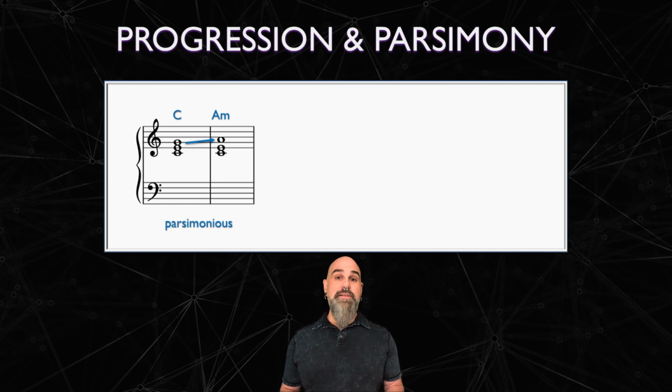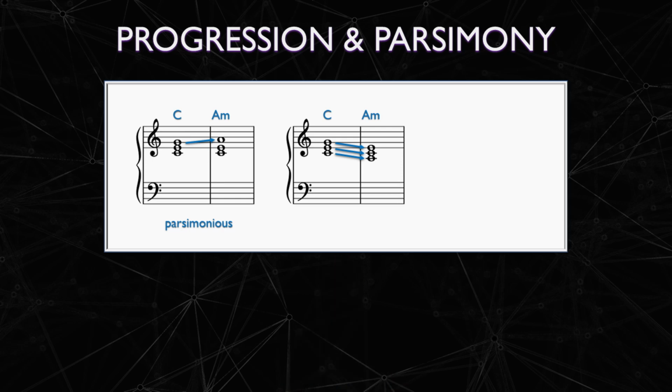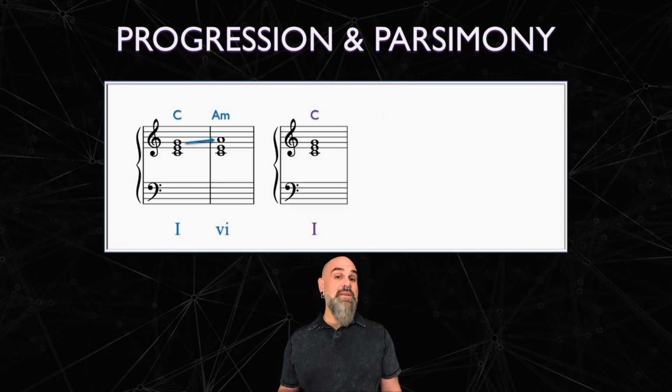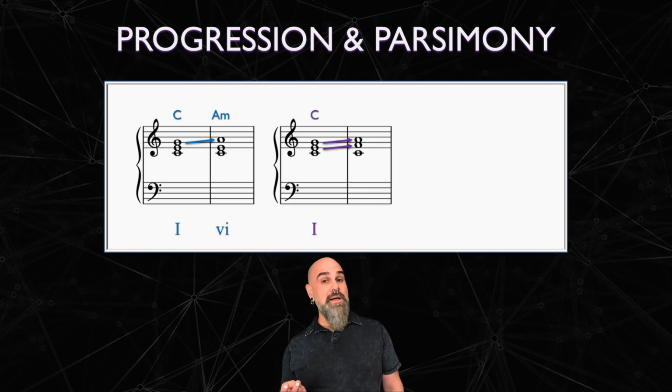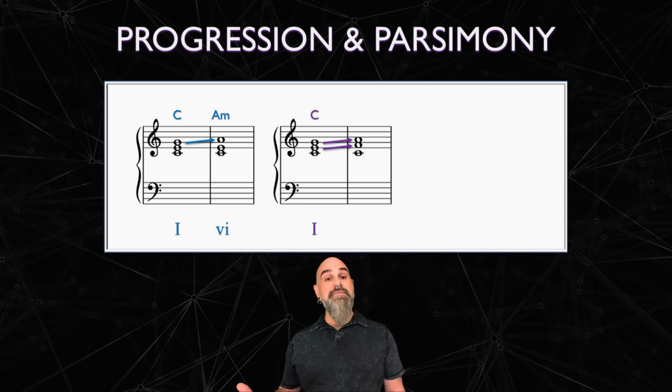That is parsimonious. Sure, you could move all 3 notes down a third to get from C to A minor. But that takes so much more effort. It's clunky. It's not parsimonious. Now let's go back to our C major chord and move 2 notes up by step, G to A and E to F. That gives us F major, F, A, C, the 4 chord.